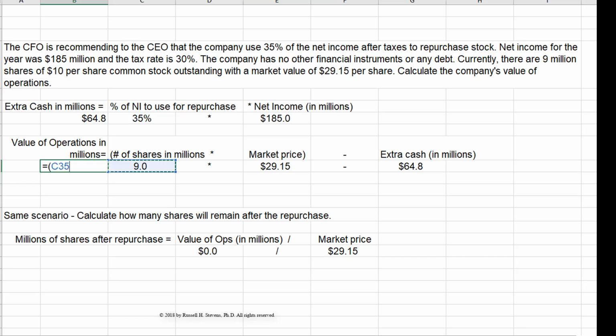Highlight the 9.0. Type in an asterisk denoting multiplication. Highlight the $29.15. Type in a close parenthesis followed by a minus sign. Highlight the 64.8 and press enter. The end result of that formula has overridden the preset formula of the cell. It looks like $197.60, and that can be confusing.